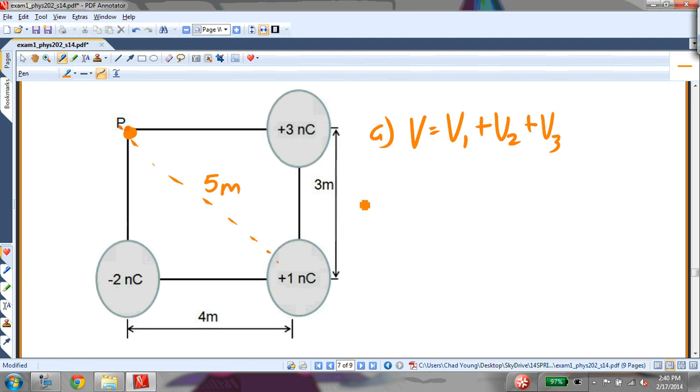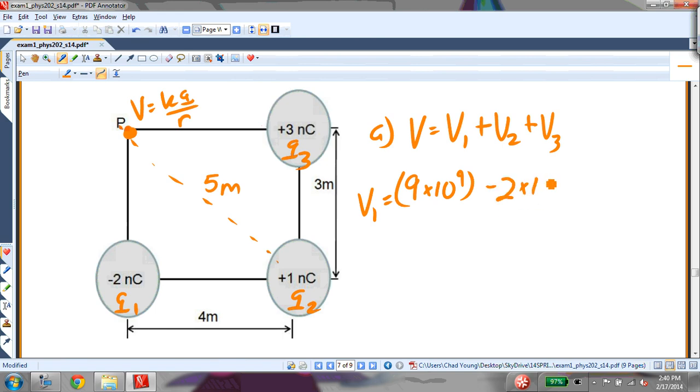And then V1, I'll call this Q1, Q2, and Q3. So V1 is going to be KQ over R. V is equal to KQ over R. So it's 9 times 10 to the 9th. Q for Q1 is negative 2 times 10 to the minus 9. Notice I carry the sign there, and I convert the charge to SI units, divided by the distance right here, which is 3 meters. So that cancels with that, gives me a 3. That goes away, and I get negative 6 volts.